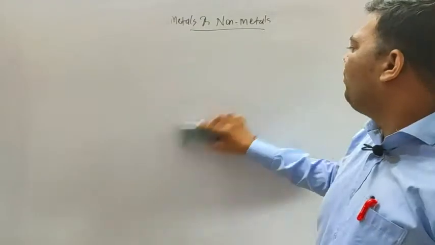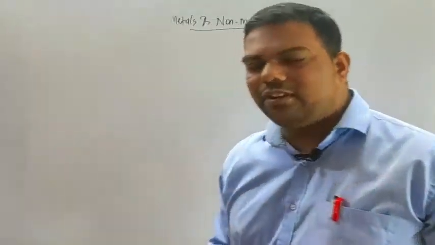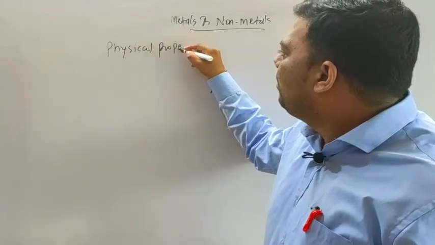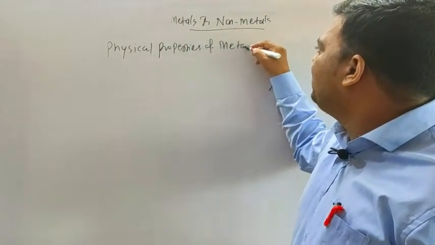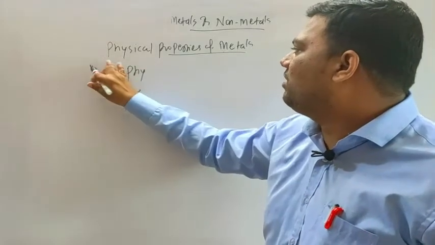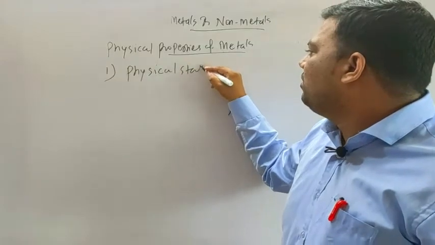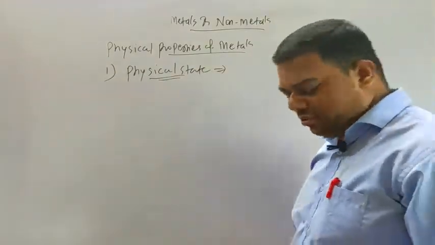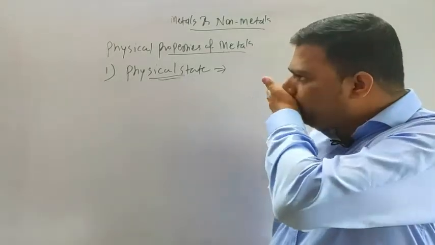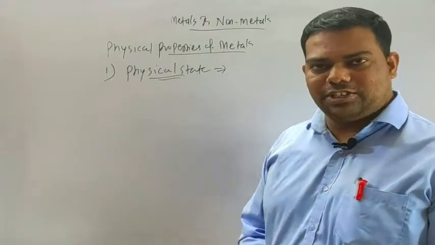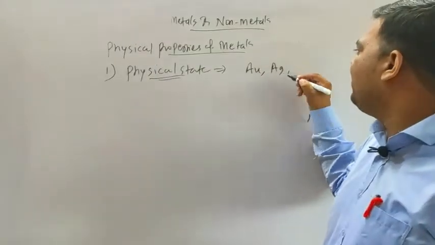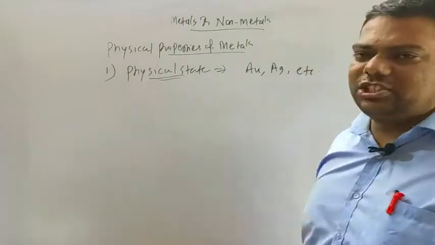Now we will discuss the physical properties of metals. We are concentrating on metals, thereafter we will see non-metals. The first property is physical state. You already studied the physical state of metals in lower standards. Metals are hard and solid at room temperature. Examples: gold, silver, platinum.